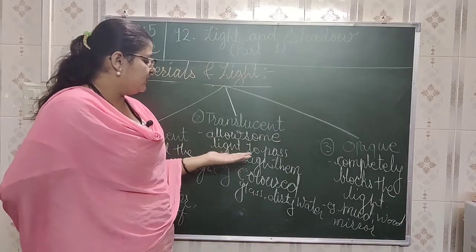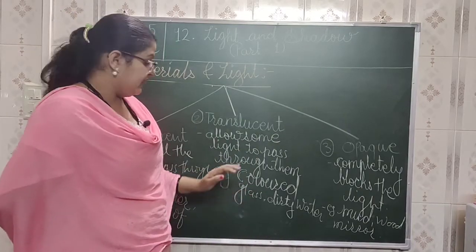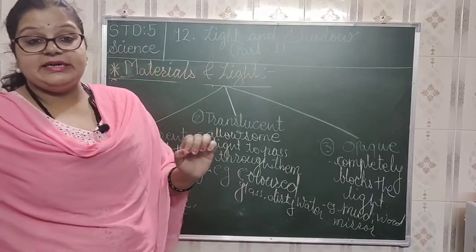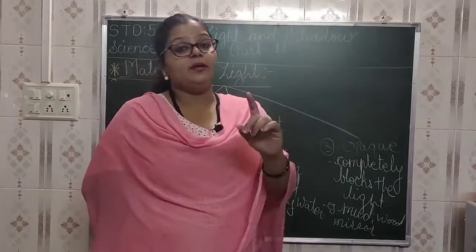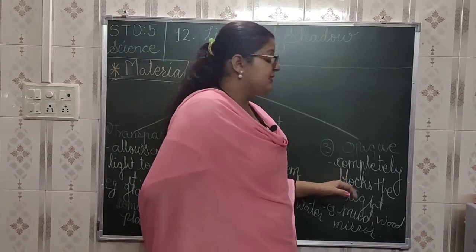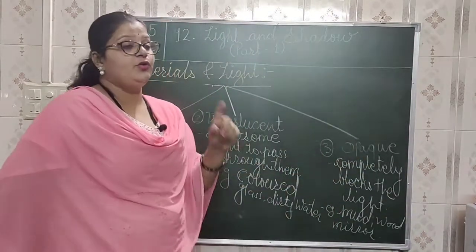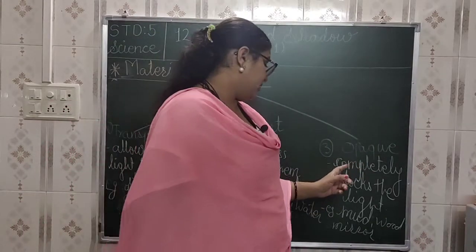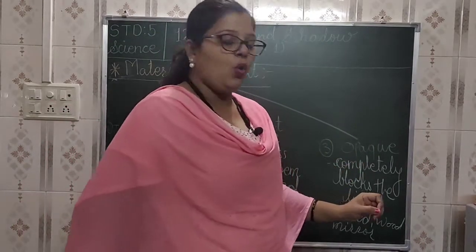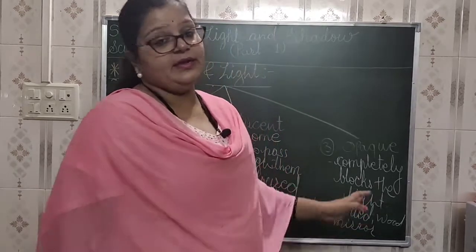Translucent materials allow some light to pass through them, for example colored glass, dirty water, or that patch of oil on a paper. Then opaque materials are the materials which completely block the light; you cannot see through them. Examples are mud, wood, mirror, etc.